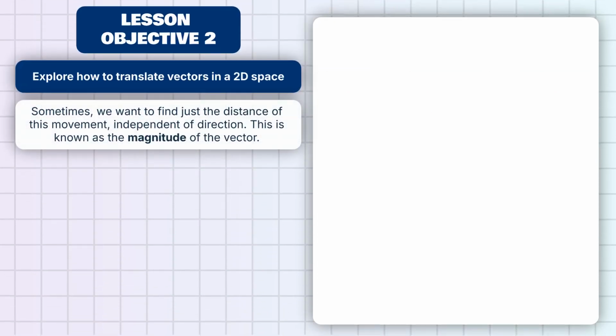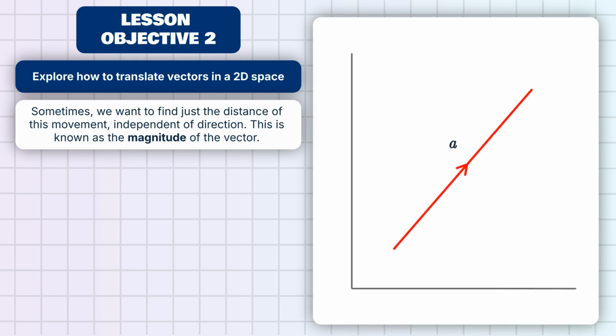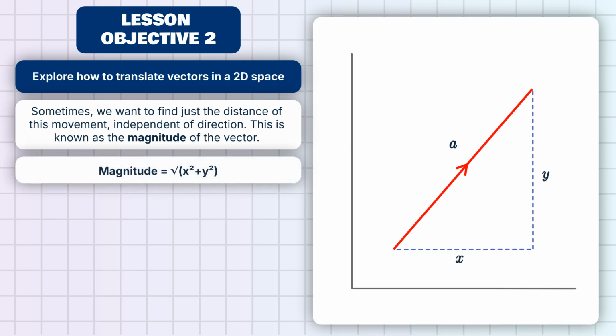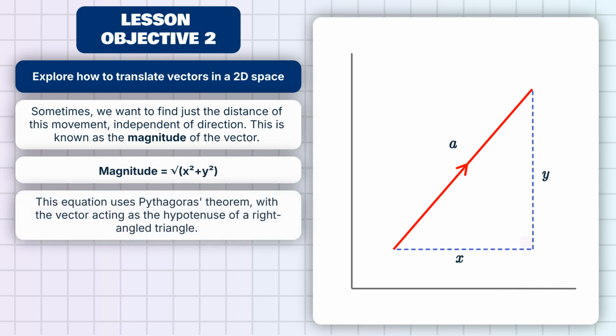Sometimes, we want to find just the distance of this movement, independent of direction. This is known as the magnitude of the vector. To find the magnitude of vector a, we use magnitude equals the square root of x squared plus y squared. This is derived from Pythagoras' theorem, considering the vector as the hypotenuse of a right-angled triangle.